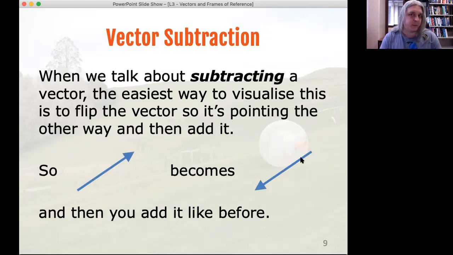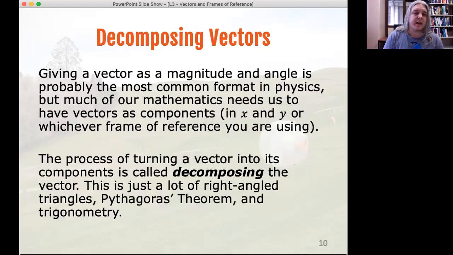So it becomes just the opposite. Plus 3 plus 2 becomes minus 3 minus 2, and then you can just add it. So subtraction is just flip the vector and then add it.